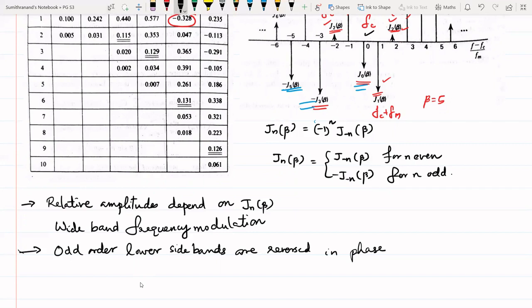Also, a large value of modulation index beta indicates that the bandwidth is large, since there are many sidebands. Here also you can see many sidebands. So when beta is large, the bandwidth is large, since we are having so many sidebands.